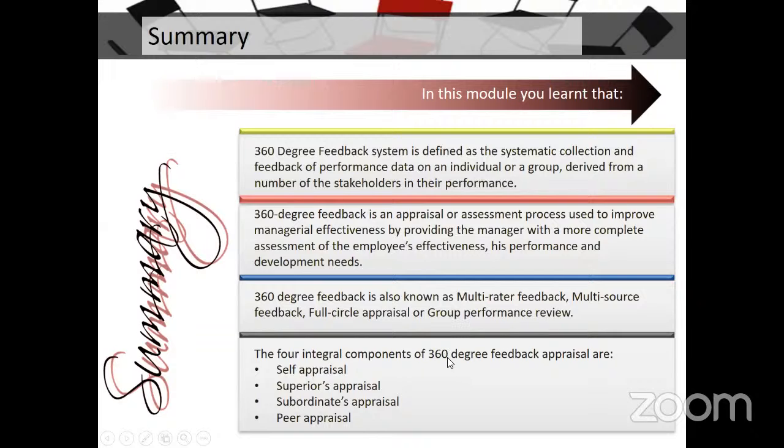And the 4 key integral components of this appraisal or feedback system are: one, the self-appraisal, whereby an employee will appraise himself. We have the supervisor's appraisal, where they are appraised by their supervisor. We have the subordinate appraisal, where people who report to you appraise you. And we have the peer appraisal, whereby one is appraised by their peers.